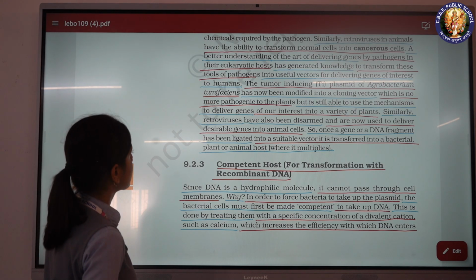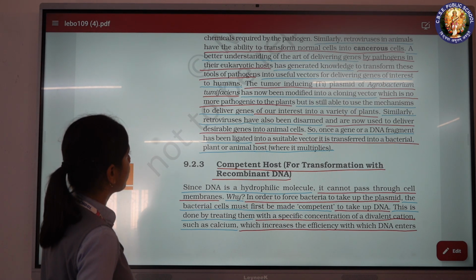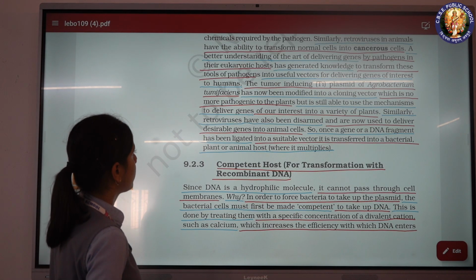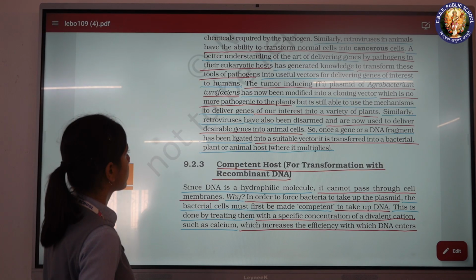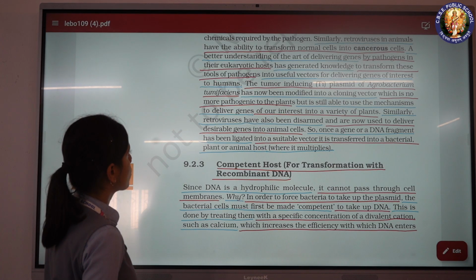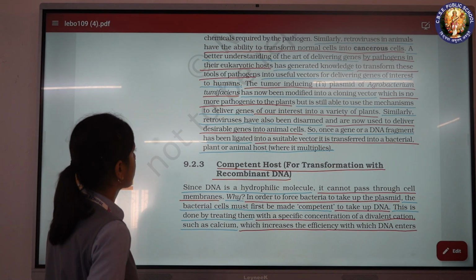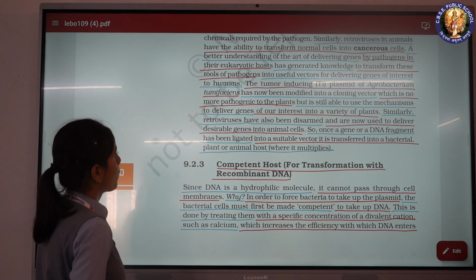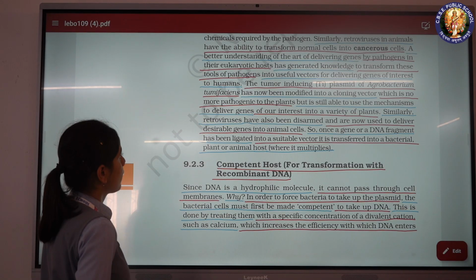A better understanding of the art of delivering genes by pathogens in their eukaryotic hosts has generated knowledge to transform these tools of pathogens into useful vectors for delivering genes of interest to humans.